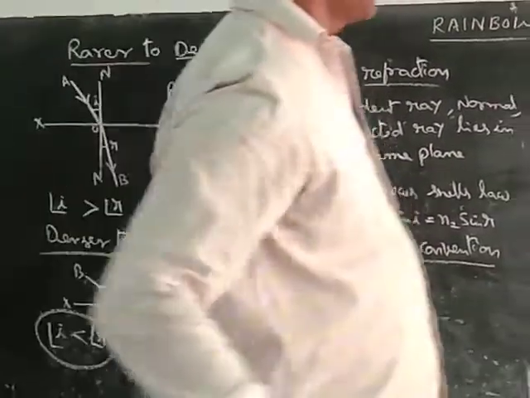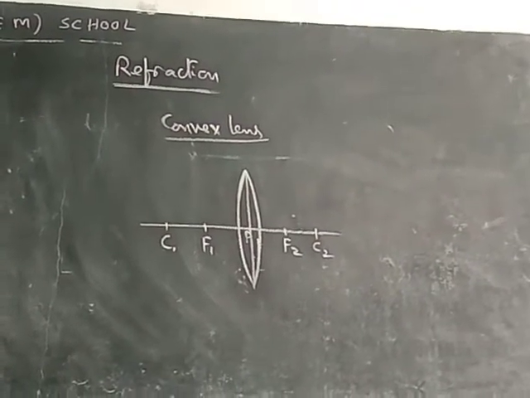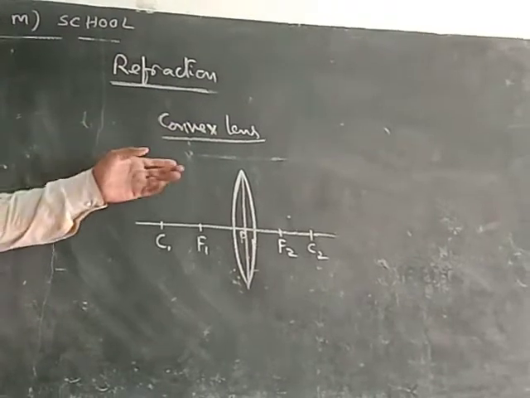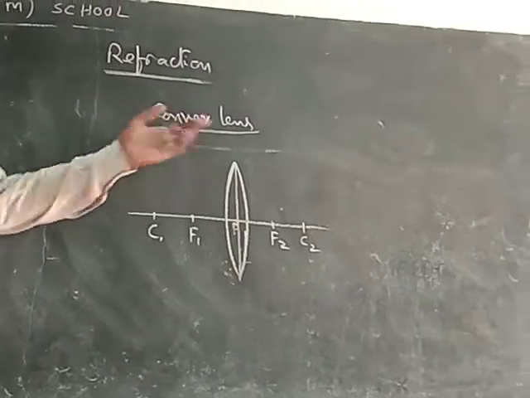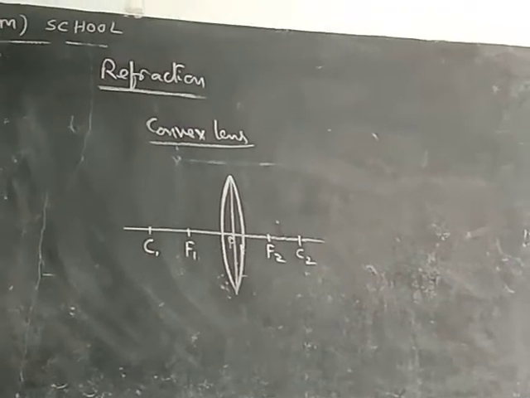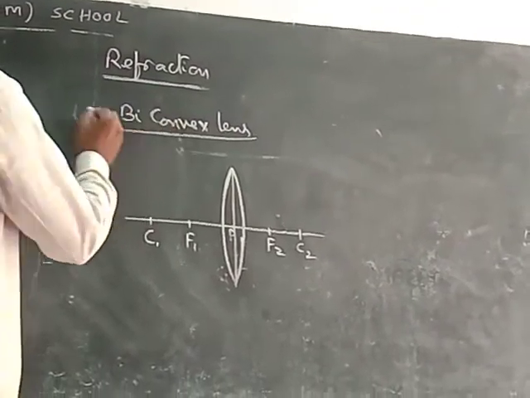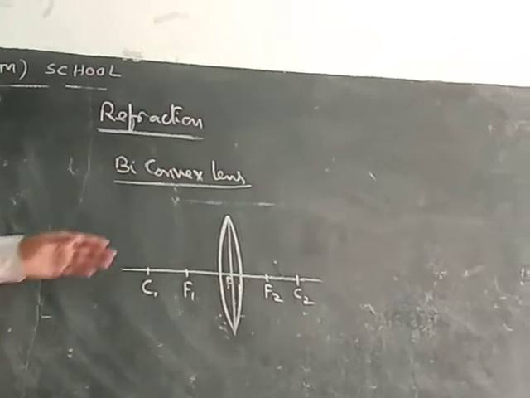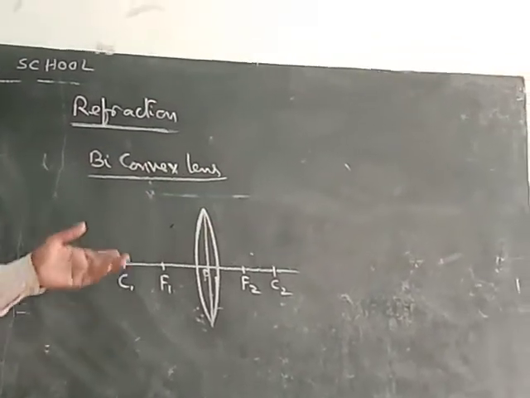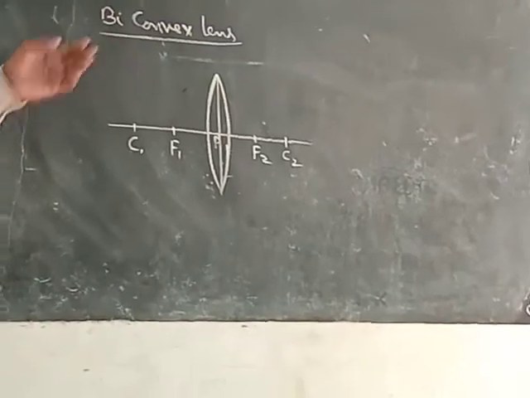Next one is convex lens. The difference between mirror and lens is that a mirror has only one reflecting surface, but in a lens both sides have a refracting surface. That's why it is called convex lens or biconvex lens. Both side refraction takes place, so it acts as a transparent medium and refraction takes place.